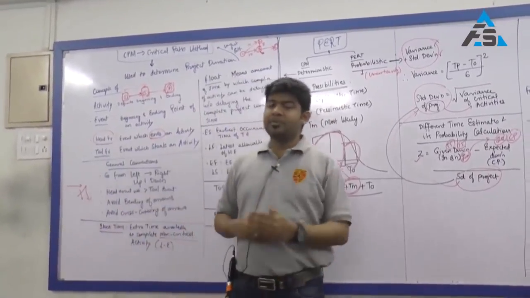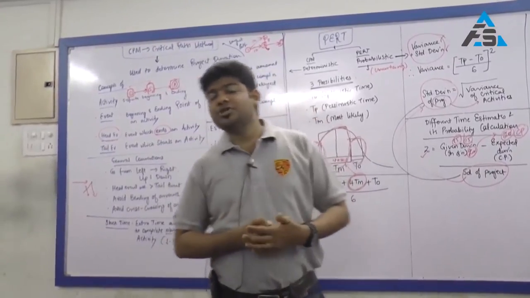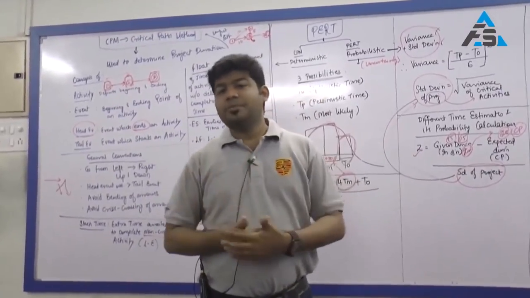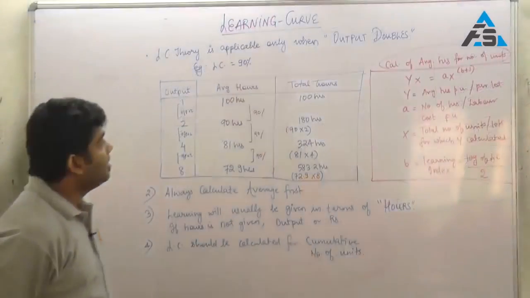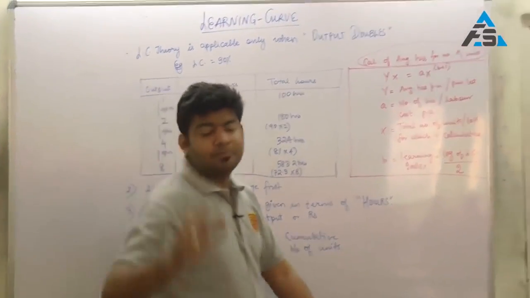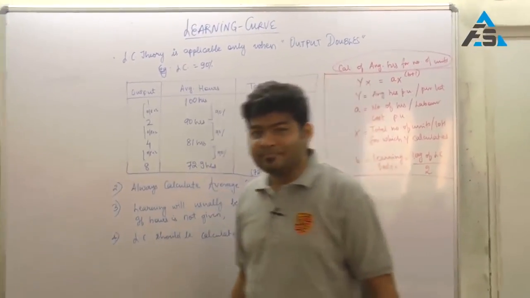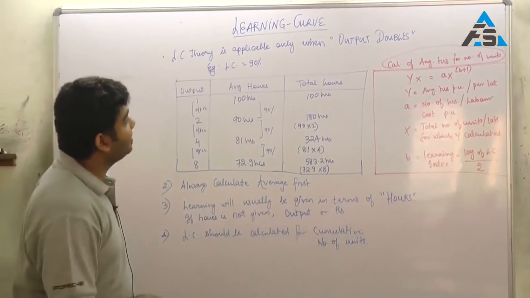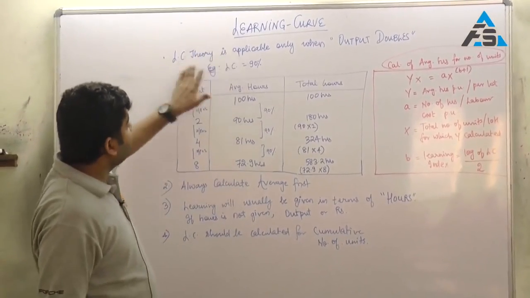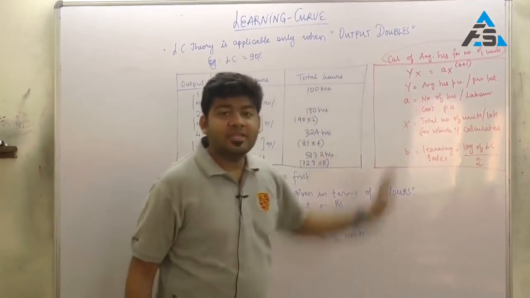Very, very important chapter. Expect a short question on this chapter, so please practice this definitely. Learning curve: simple topic but very, very important as far as theory is concerned. Learning curve theory is applicable only when the output doubles.